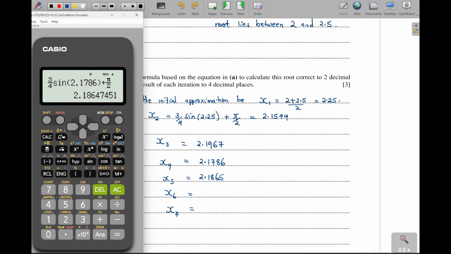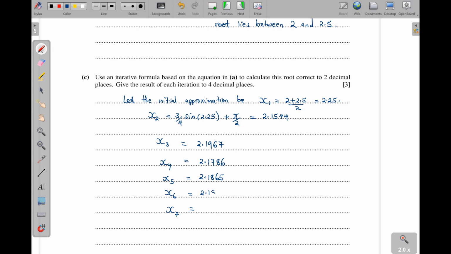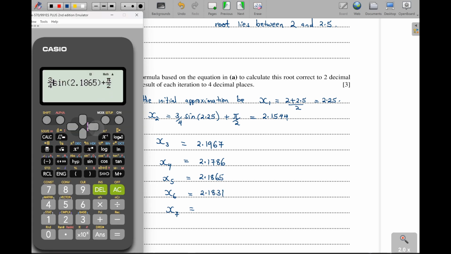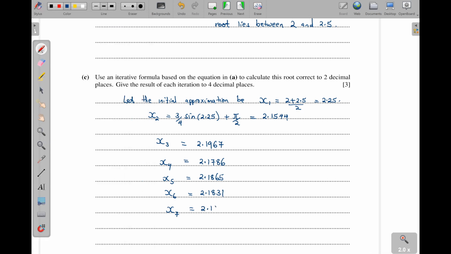We have 2.1865. That gives 2.1831. Then we put it back here, 2.1831, then we get 2.1845. Remember, this one gives us 2.19. Then this one here is giving me 2.18. This one is giving me 2.18. Now these two are giving me the same value. So this becomes the minimum number of iterations I'm supposed to do.